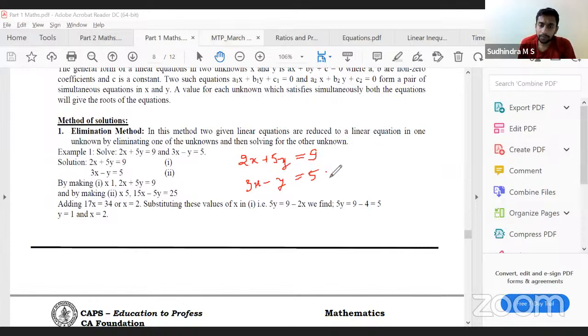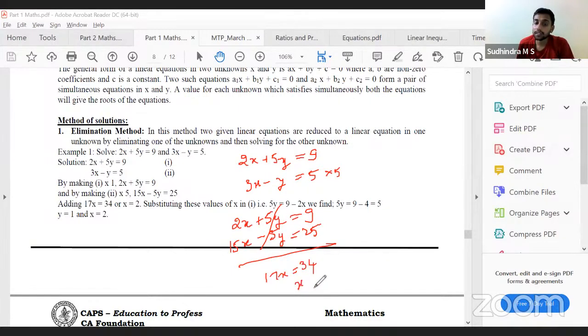Multiply this with 5. So we get 2x plus 5y equals 9, 3 5s are 15x minus 5y is equal to 25. So plus 5y minus 5y gets knocked off. 17x is equal to 34. So x is equal to 2.